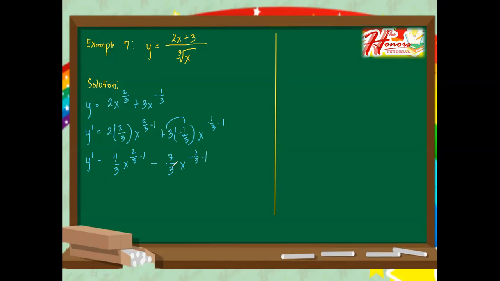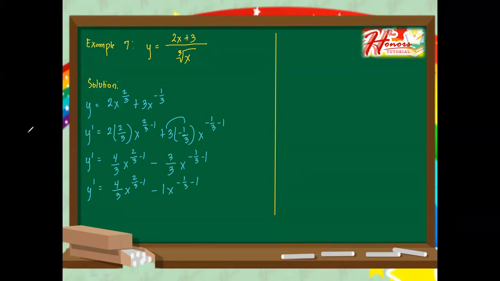So as you can see in here, we can simplify 3 over 3. So let's change that first into 1. So it will become y prime is equal to 4 over 3 x raised to 2 over 3 minus 1, minus 3 divided by 3 is 1. So 1 x raised to negative 1/3 minus 1.